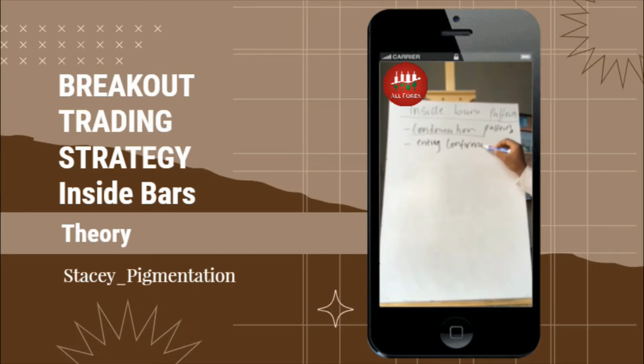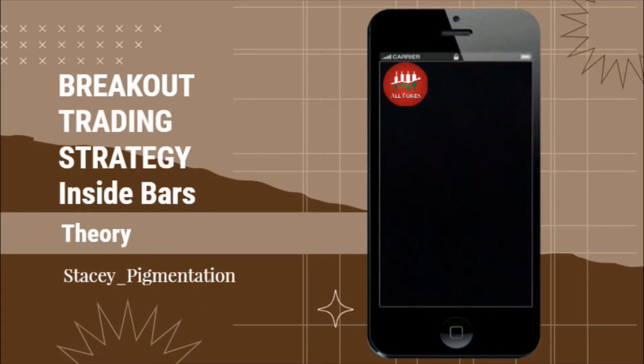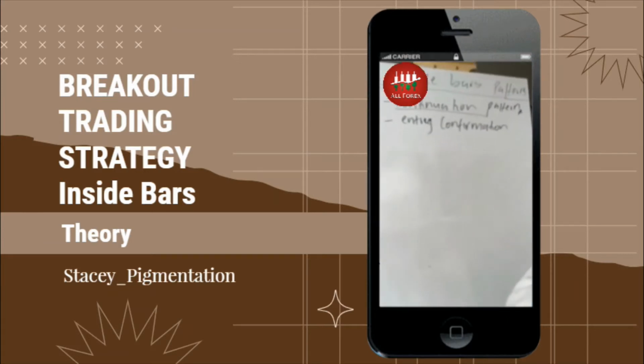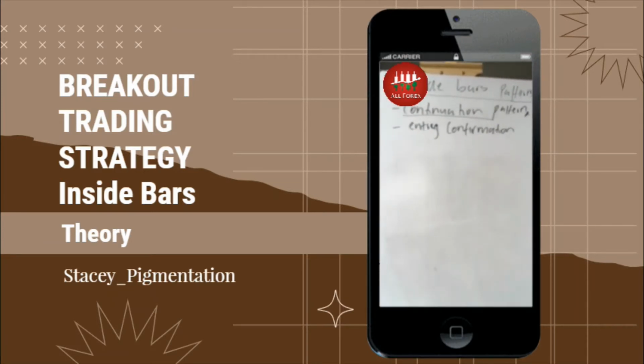It can be used as an entry confirmation. You can analyze the market, have the best analysis ever, but when it comes to having a proper confirmation, you don't know what to look out for. So here we'll be using inside bar pattern as confirmations, right?